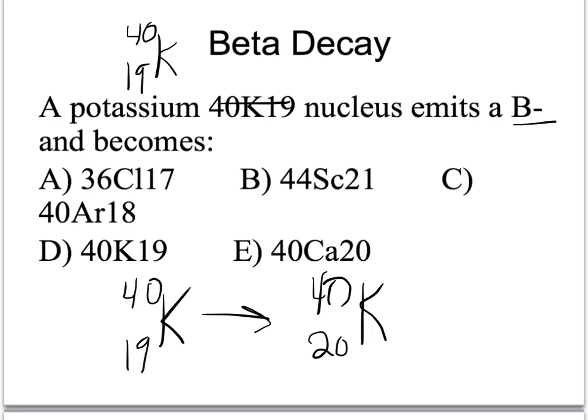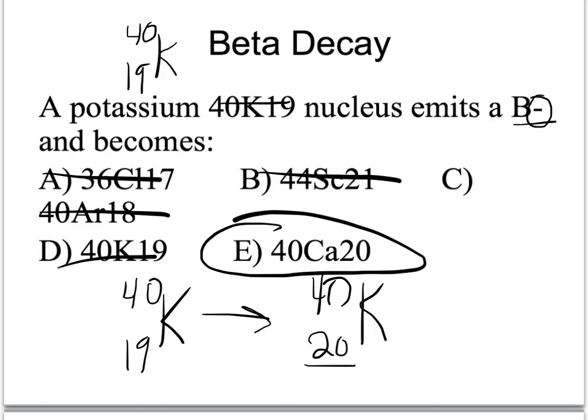So basically you can just think of, if you lose a minus, you must gain a plus. And if it was beta plus, if you lose a plus, you gain a minus. Either way it has to stay the same. So beta minus, we gain a proton. Beta plus, we lose a proton. So now I'm looking for something that has an atomic number of 20, and only one of our options has that.